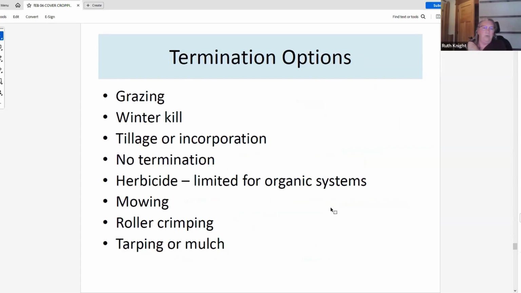So termination options: grazing, winter kill, tillage or incorporation. You may not need to terminate it at all. Herbicides are very limited or not allowed in organic systems, so we take that one out. Mowing, roller crimping, and tarping and mulch are usually only appropriate for much smaller types of enterprises.